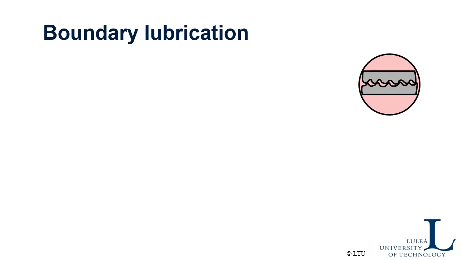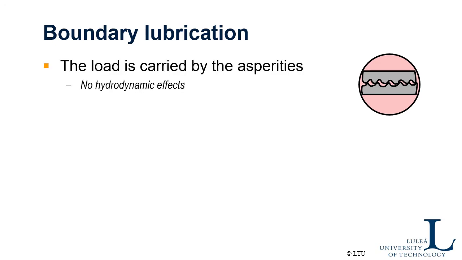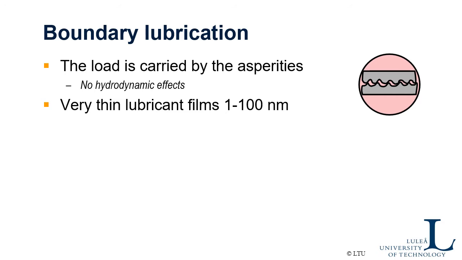A short recap about boundary lubrication. The load is carried by the asperities in boundary lubrication, not by the hydrodynamic effect or the film itself like it does in full film lubrication. So load is simply carried by a few asperity contacts, more or less like in a dry contact. The films are then also very thin. Some kind of a tribofilm is formed in between the asperities. I will come back to that in this video.